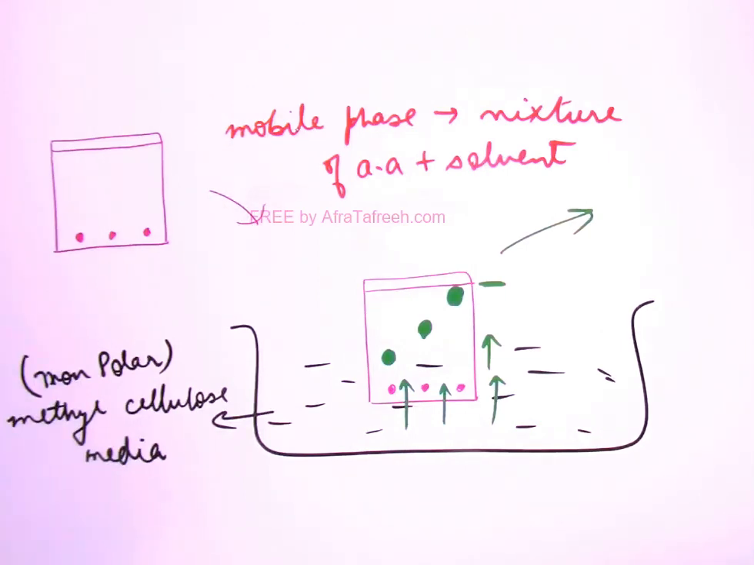In this mixture, the basic thing is a polar thing is soluble in polar solvent, a non-polar thing is soluble in non-polar solvent. So in this mixture, if an amino acid is soluble in the solvent, then it will go along with the solvent till the last point. But if some amino acid is not soluble, then it will leave the solvent very early and get attached onto the paper. So a very early stain means the amino acid's polarity is opposite to the medium, and a very late stain means the amino acid's polarity is the same as the medium.